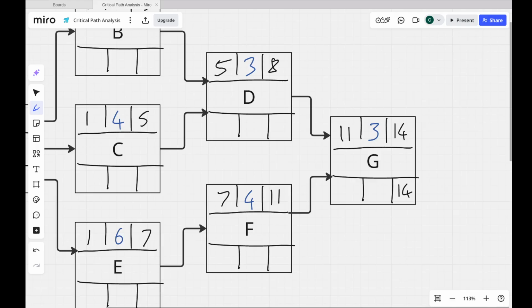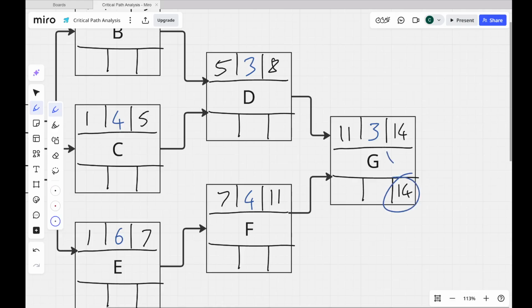So forwards pass, we're going left to right, and when we have a choice, we carry the highest number down the arrows. On the backwards pass, when we're going right to left, we're going to carry the lowest number down the arrows. And I'll show you what I mean by that in a second. But for now, on the forwards pass, we added the duration on to get the earliest finish. Here we're going to subtract the duration to get the latest start. So 14 minus 3. So let me just illustrate that for you.